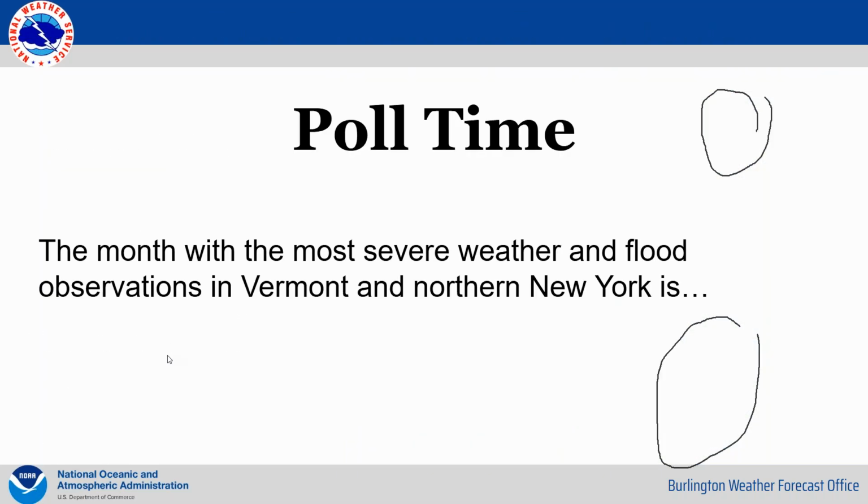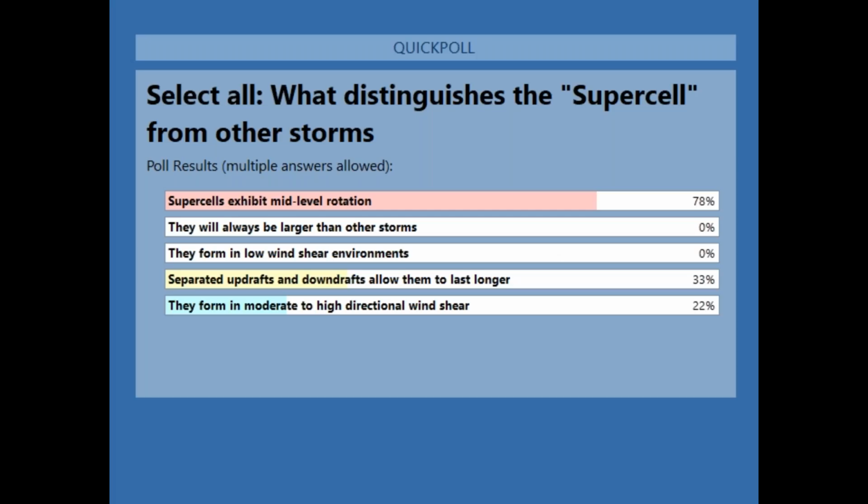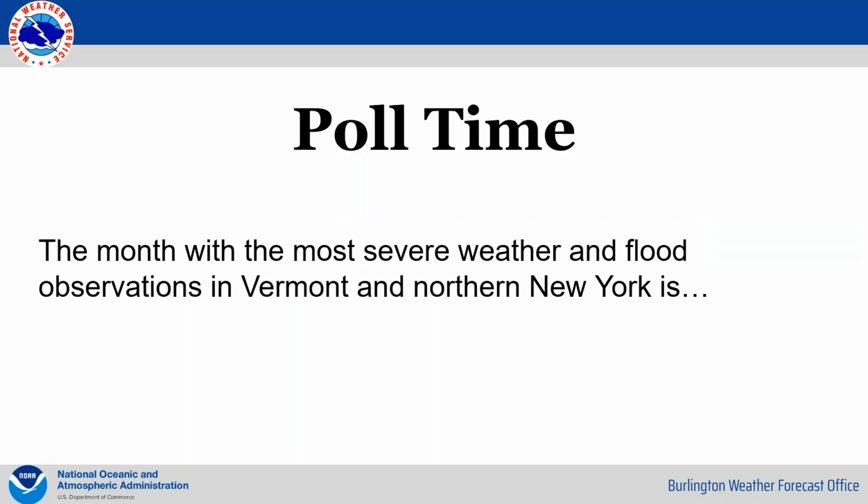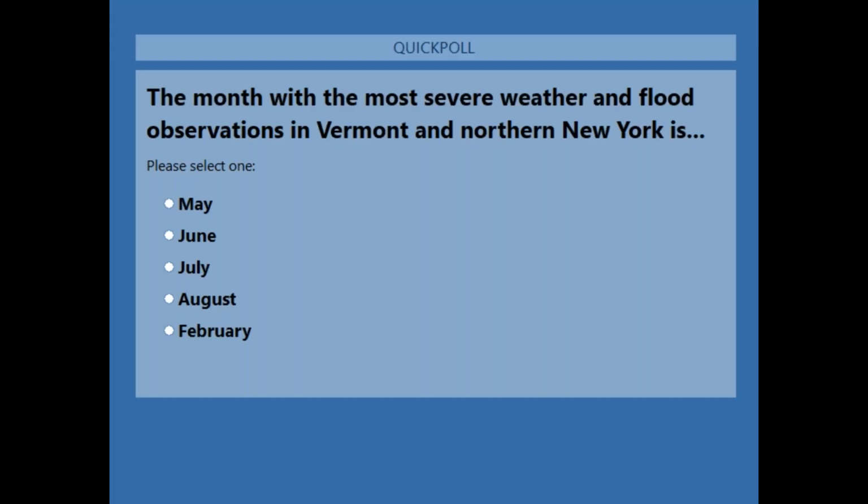All right, so here's our final poll for the day. The month with the most severe weather and flood observations in Vermont and northern New York is... poll. There we go, this one. And so take a minute to answer which is the most active severe weather month for the region. And while we do this, I'm going to answer here a couple questions.